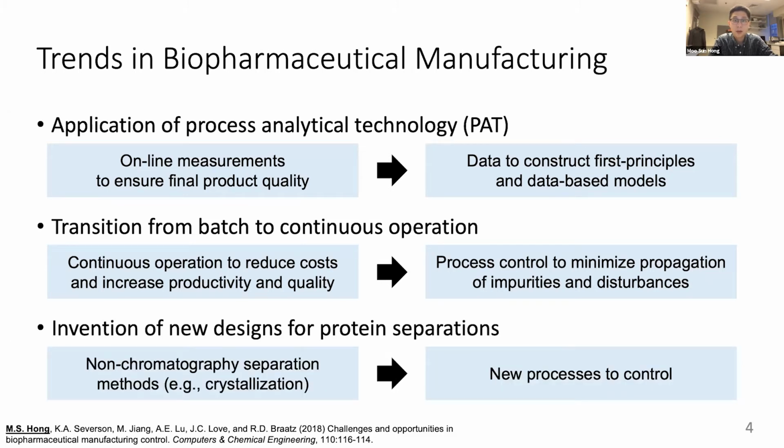Another area of interest is the invention of new designs for protein separations. Currently the dominant method is packed bed chromatography due to its high resolution, but this method is actually costly for high dose pharmaceuticals. So non-chromatography separation methods are becoming more attractive as modern bioreactors are achieving higher product titers. Crystallization is one of the more promising proposed technologies. And this will be a major shift in biopharmaceutical manufacturing. It will involve new processes to be controlled.